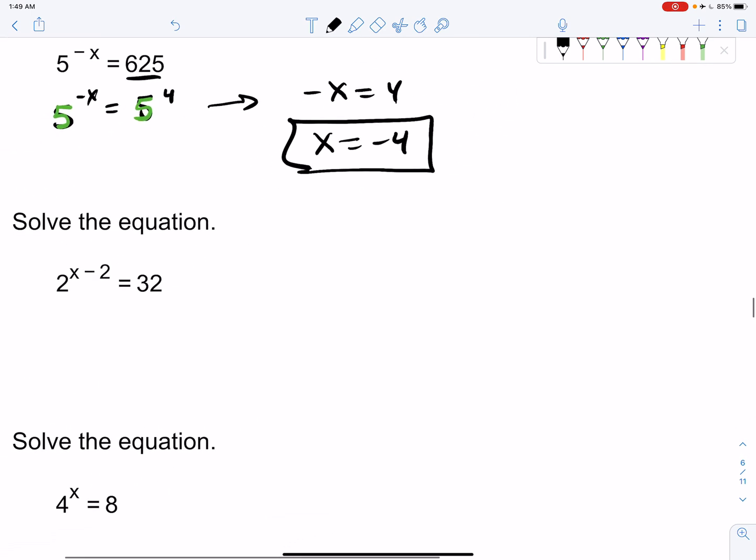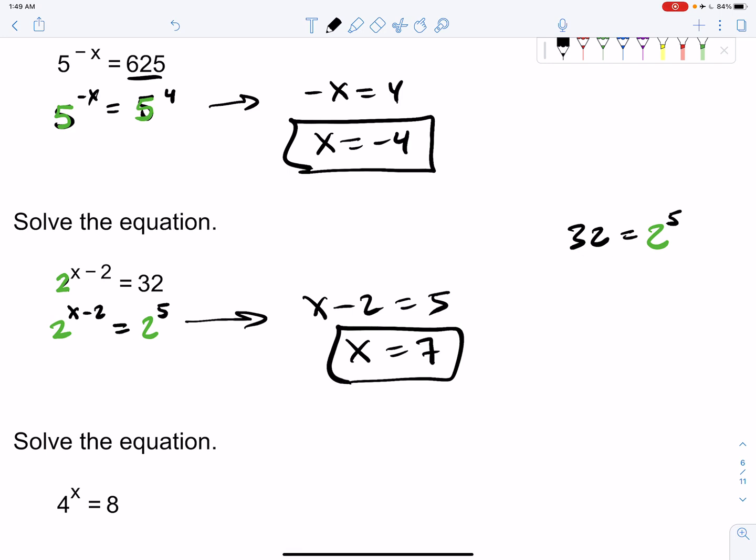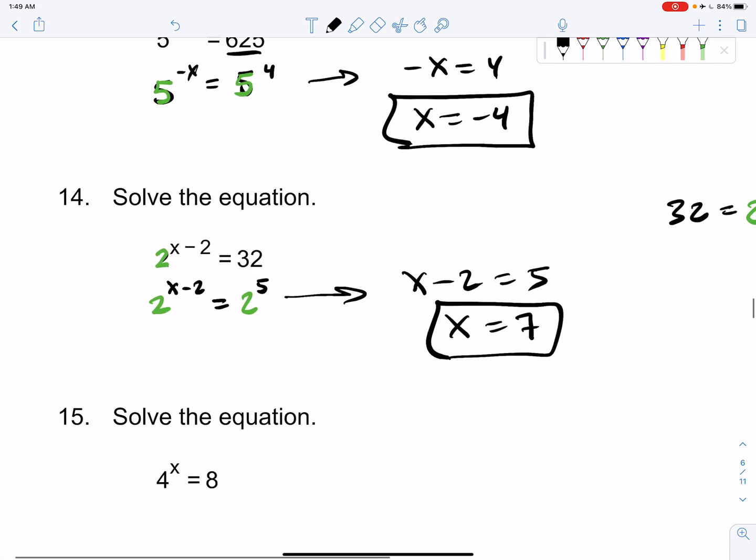32, maybe a little side note over here. 32 equals, now the target base that we're going for is a base of 2, right? So that's what we're going for. And we've got 2 raised to the x minus 2 equals, and 32, in fact, can be written as 2 to the 5th power. So 2 to the 5th power, bases are the same, so now I can just rewrite this as x minus 2 equals 5, add 2 to both sides, and we get x equals 7. Okay, this is number 14, x equals 7.